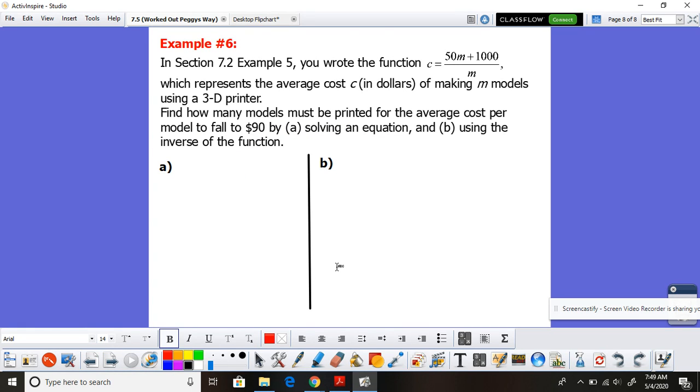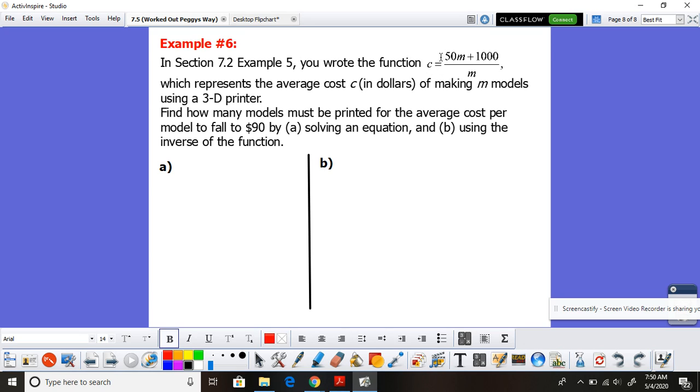All right, last one, it's a word problem, but it is not a hard word problem. Now it says in section 7.2, example 5, you wrote the function this. Now, if we were doing this in class and we did this in the same week, you'd probably remember it, but you're probably thinking, how the heck do I remember what 7.2 example 5 was? I don't expect you to. But we did do an example that had this. And it dealt with a 3D printer.